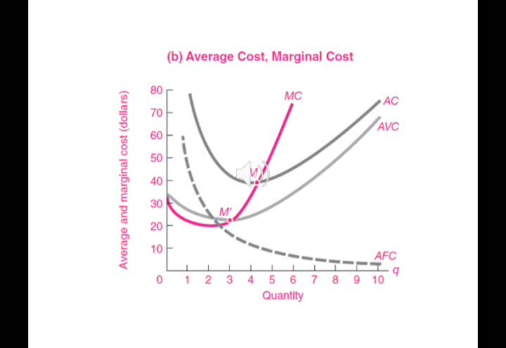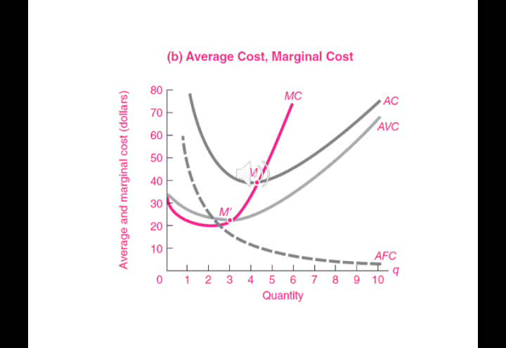After Q equals 4, you will find that, for example, at Q equals 5, the value of the marginal cost, move your finger up to the marginal cost, and then go to the left on the y-axis, you will find that at Q equals 5, marginal cost is equal to 50. Now what about average cost? From Q equals 5, going up to the average cost, and then to the left, it is 40. This means that in this region, marginal cost is above average cost.